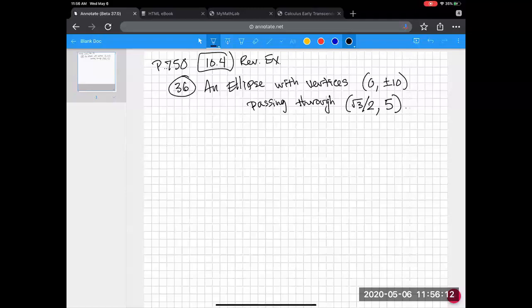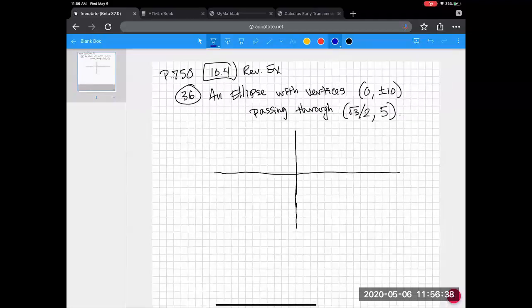Okay, so how are we doing? Like 9 minutes. All right, so I'm just gonna sketch this somewhat quickly. Okay, so what do we know? Vertices at 10 and negative 10. 1, 2, 3, 4, 5, 6, 7, 8, 9, 10. So, okay. There.